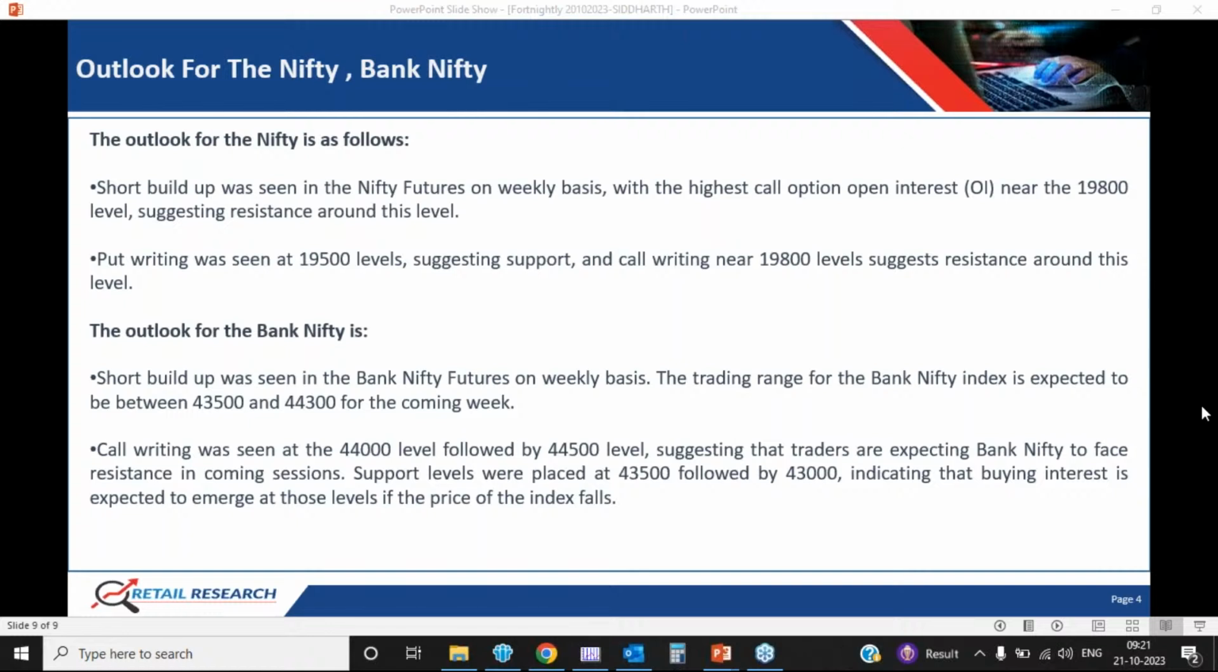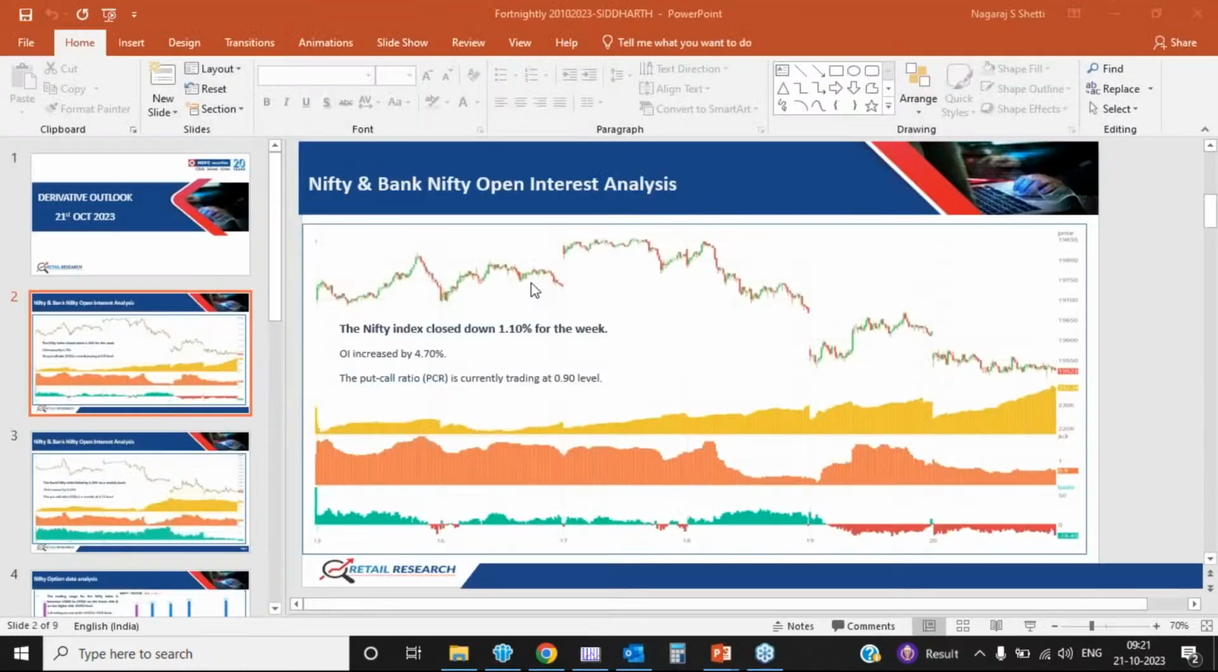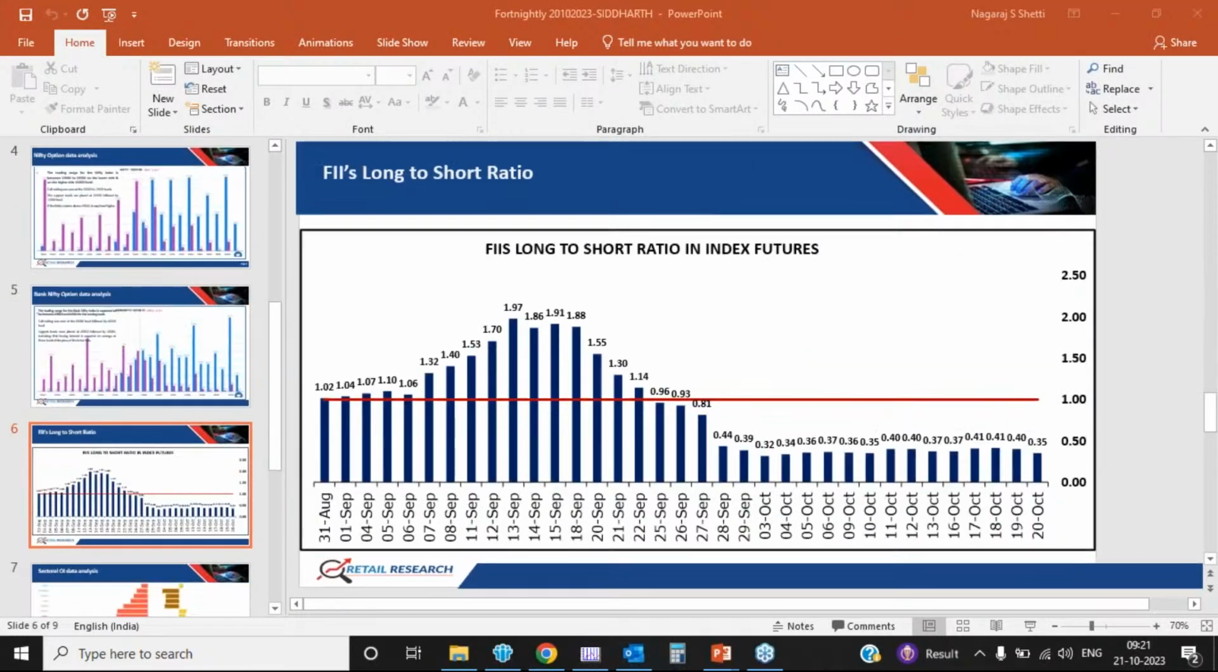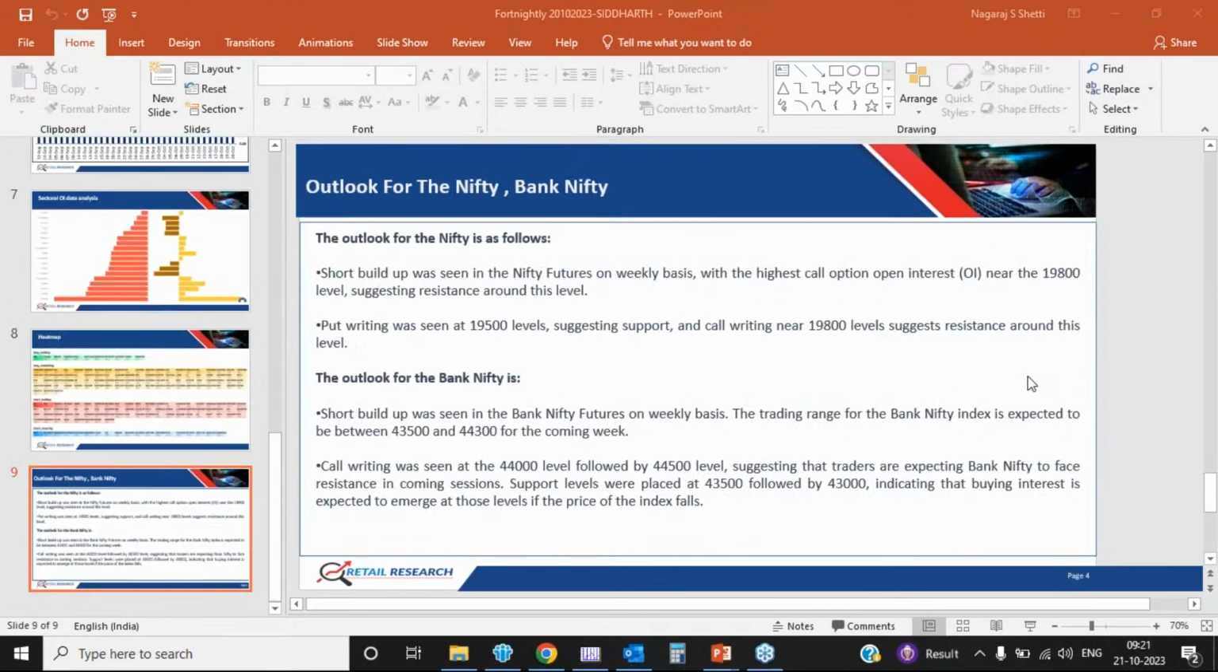Shifting our focus to Bank Nifty, let's explore what lies ahead in the index. Much like Nifty, the Bank Nifty futures market experienced a surge in short positions over the past week. Looking ahead, the projected trading range for Bank Nifty is spanning between the 43,000 to 44,500 level.